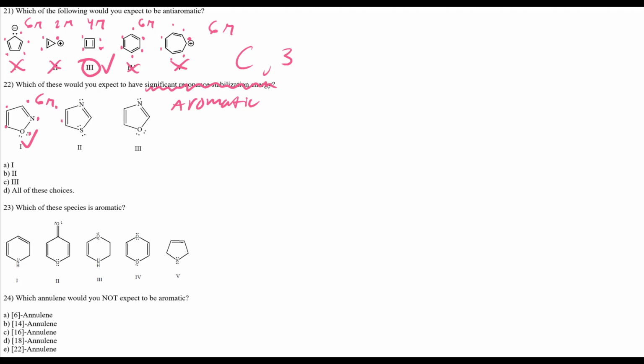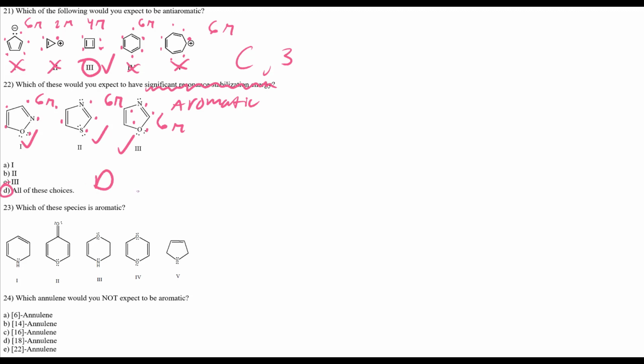Same thing here. 2, 4, 6, 6 pi. That's good. And then 2, 4, and 6 right there. So that's 6 pi. That's good too. So all of them are aromatic. They're going to have stabilized energies. And they're all perfect. So D would be the correct answer choice.